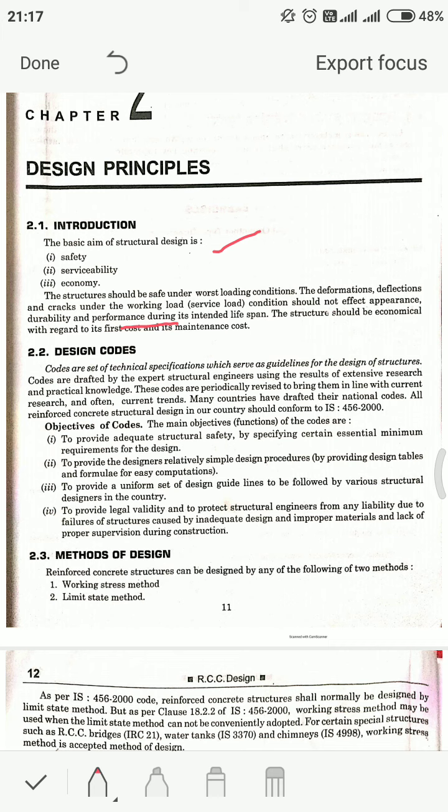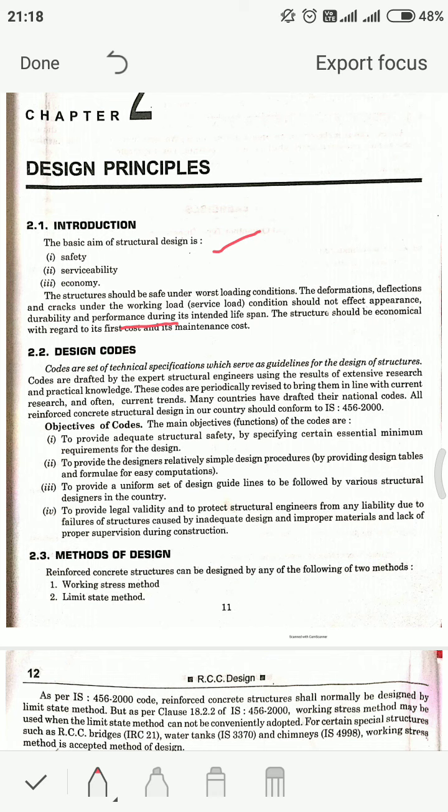Design codes. Codes are a set of technical specifications which serve as a guideline for the design of the structure. Codes are drafted by expert structural engineers using the results of extensive research and practical knowledge. These codes are periodically revised to bring them in line with current research and often current trends. Many countries have drafted their national codes. All the reinforced concrete structures designed in our country should conform to IS 456:2000.